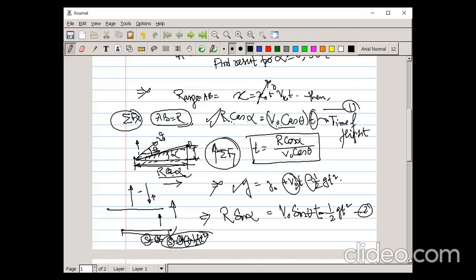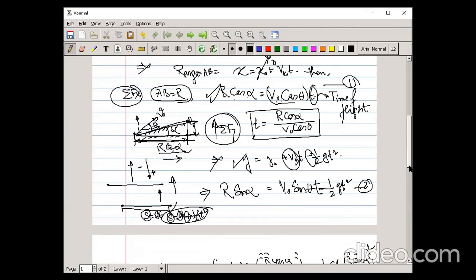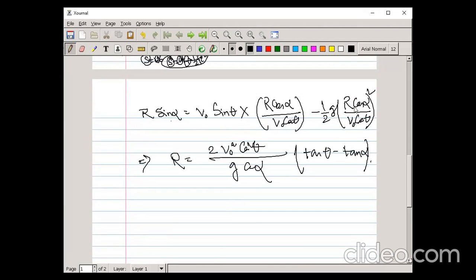Here you can see t is equal to r cos alpha divided by v0 cos theta. So just take this value of t and put it into equation 2. So we get v0 sin theta of t, and instead of t, put r cos alpha by v0 cos theta. Similarly for t squared, instead of t put r cos alpha by v0 cos theta whole square. Up to this, is it clear? Just put that value.